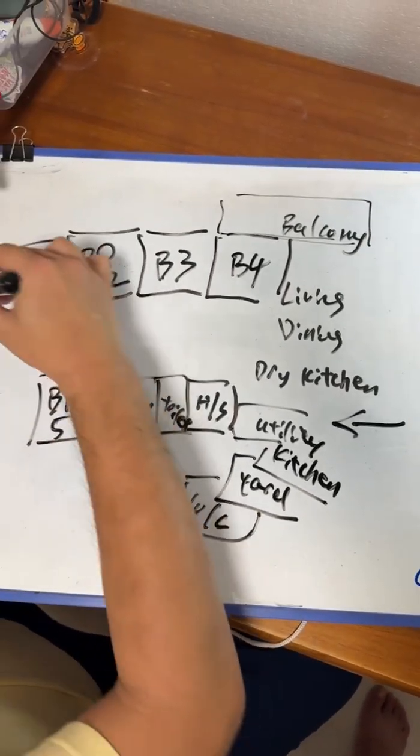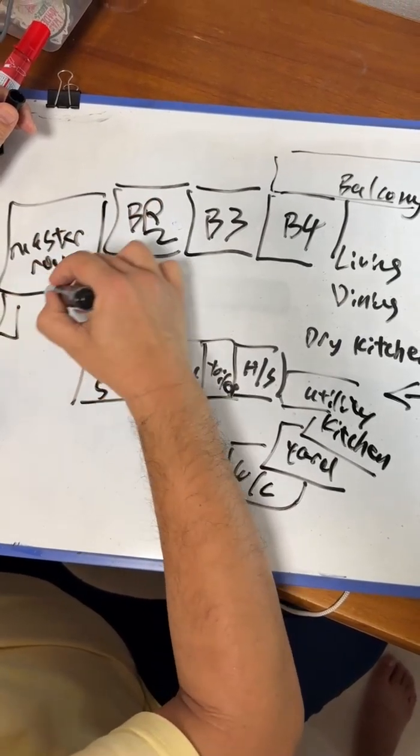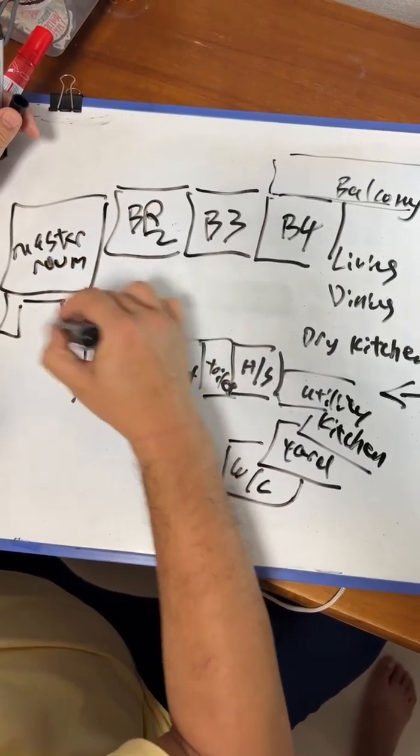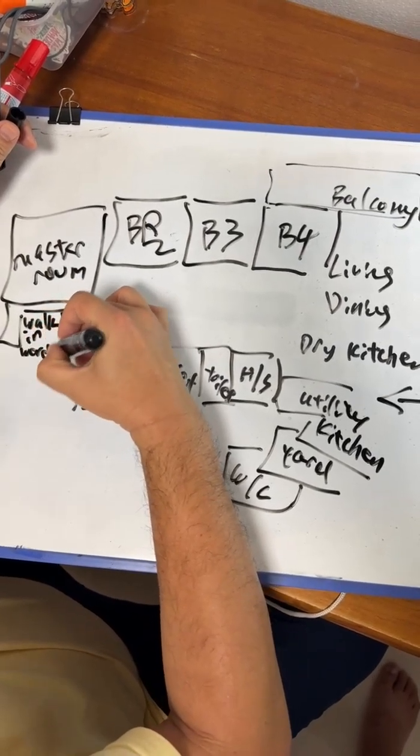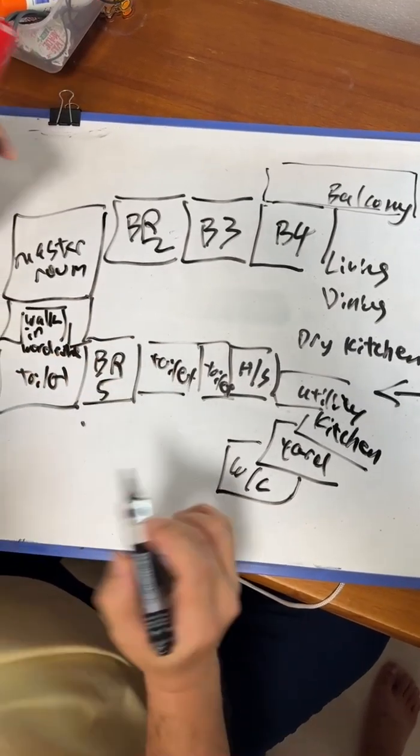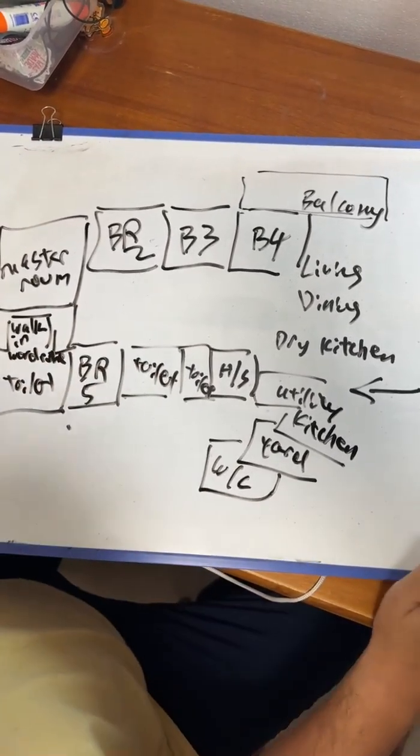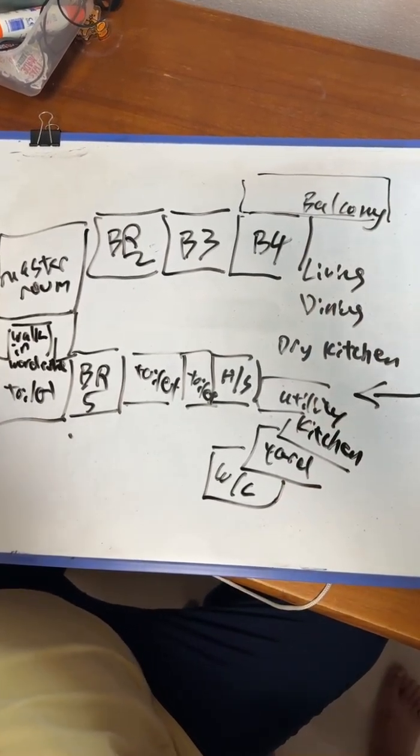So this is your master room, this one, the 5-room type. You have a walk-in wardrobe here, and then your master room toilet. Okay, so this is your E2. The special part about E2 is this. You have to take note of this.